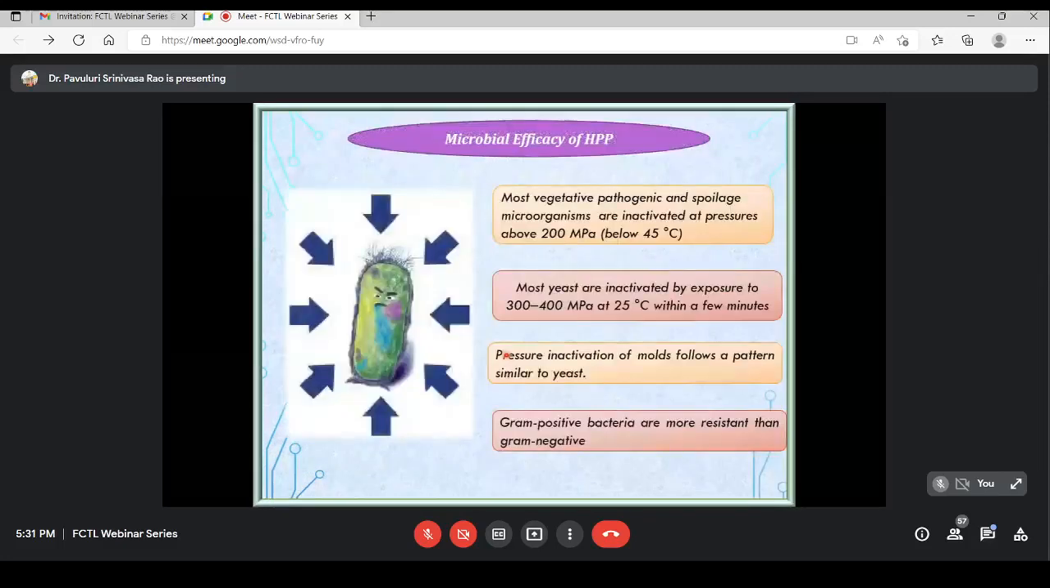Now, looking at the microbial efficacy, which is the major concern as far as HPP is concerned. Most vegetative, pathogenic and spoilage organisms can be inactivated at about 200 megapascal, and of course temperatures can be controlled within 45 degrees centigrade. Yeast and mold, both of them can be inactivated between 300 to 400 megapascal at near ambient temperatures. Gram-positive bacteria are more resistant compared to gram-negative.